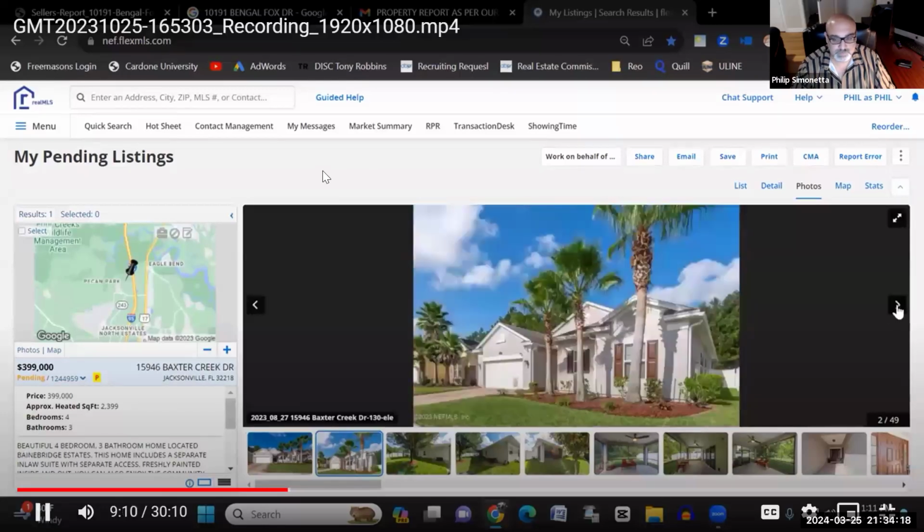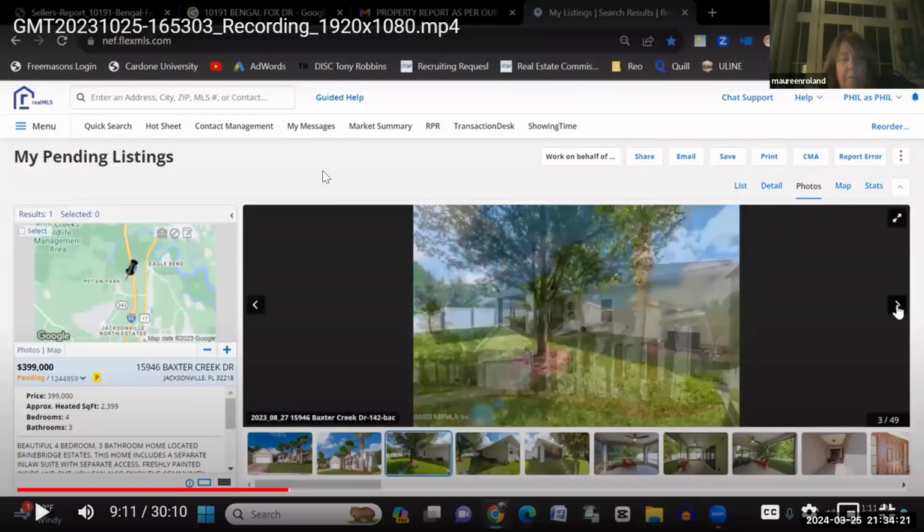Pictures. Well, did she live in this house or was it vacant? She lived in it. She rented it out, but then people screwed her, so she came back and lived in it until we sold it. So she went back to Georgia. Okay.